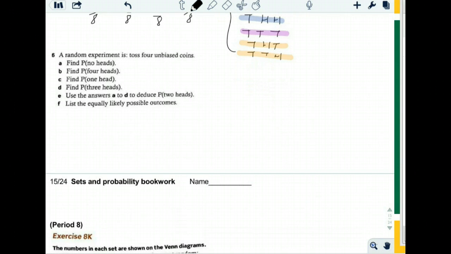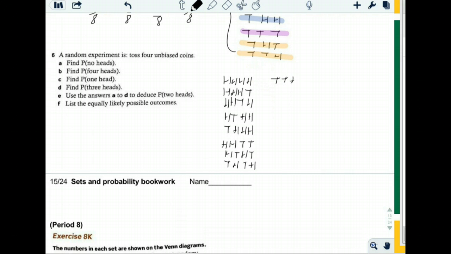Okay, 6. A random experiment is to toss 4 unbiased coins. Okay, so now we're going to get more. So we got heads, heads, heads, heads. Heads, heads, heads, tails. Heads, heads, tails, heads. Heads, tails, heads, heads. Tails, heads, heads, heads. Now we have heads, heads, tails, tails. Heads, tails, heads, tails. Tails, heads, tails, heads. Tails, tails, heads, heads. Tails, heads, heads, tails. Heads, tails, tails, heads.